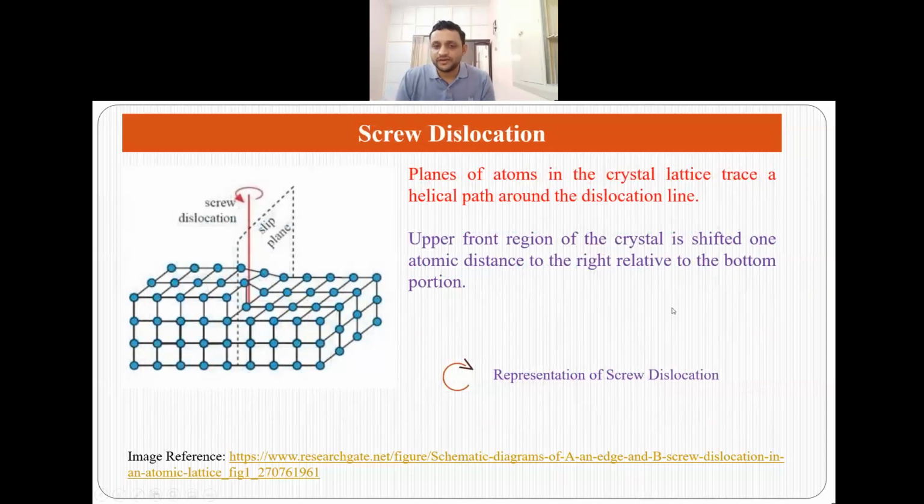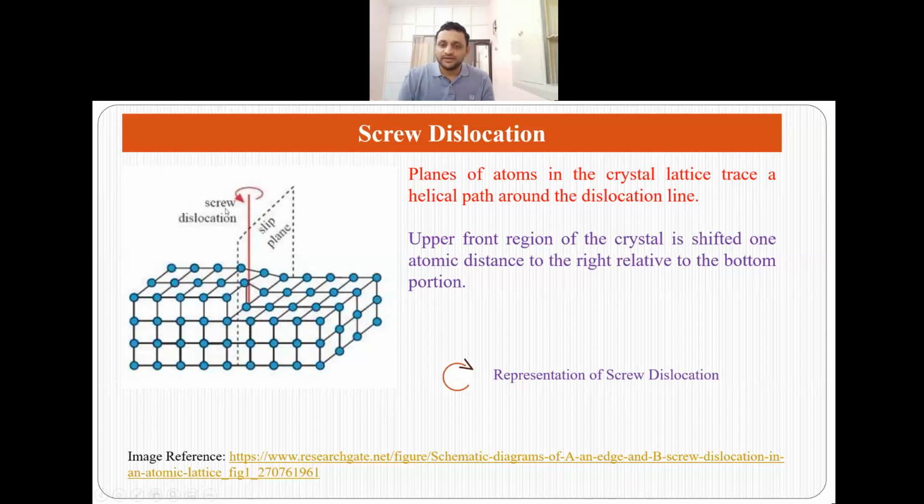Now screw dislocation. In screw dislocation, it looks something like this. Here, the planes of atoms in a crystal lattice trace a helical path around the dislocation line. So suppose you have a dislocation line, then there will be a helical path which will be created by the plane of atoms around the dislocation line. And the upper front region of the crystal is shifted one atomic distance to the right relative to the bottom portion. So here it is twisted. The screw dislocation will be moving like this.